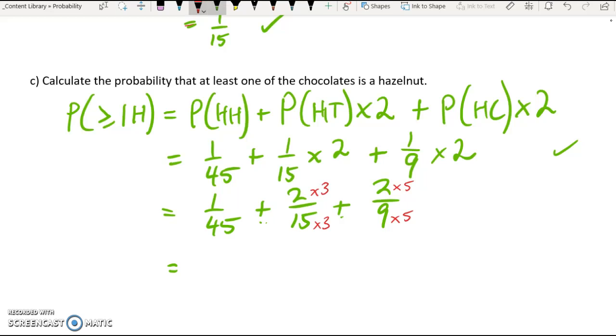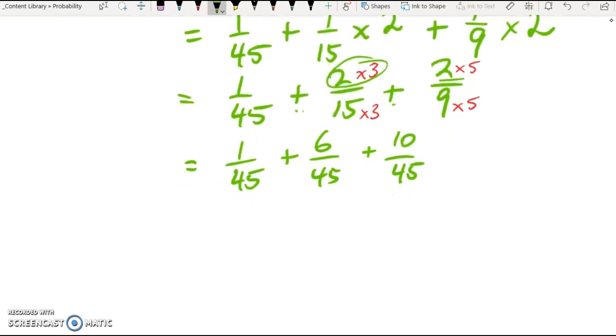So let's just rewrite all of these now with a denominator of 45. 1 over 45 plus this one will become 6 over 45 plus the last one, 2 times 5 will be 10 over 45. And now that we've got a common denominator of 45 for each of them, we simply add the numerators. 1 plus 6 plus 10 is 17 out of 45.